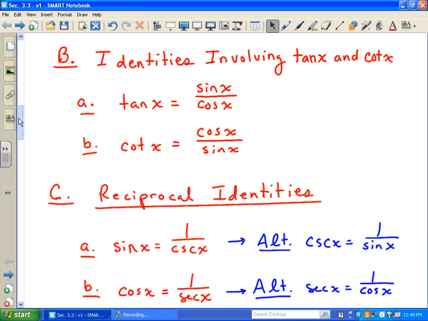The next of the basic identities that we need to know are the identities that involve tangent and cotangent. The first is that tangent of x is equal to sine x over cosine x. The second is that cotangent of x equals cosine x over sine x. Pause the video and write these two identities down.